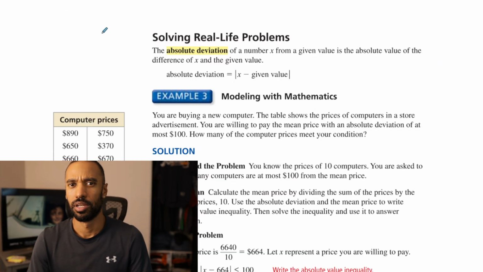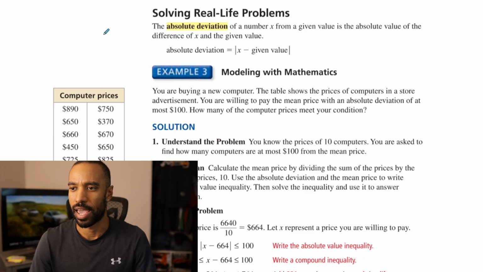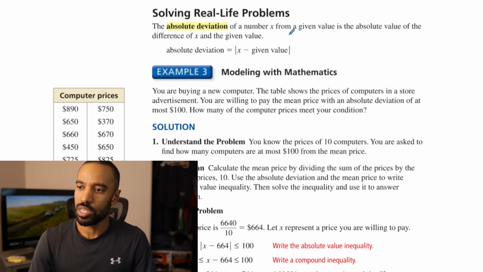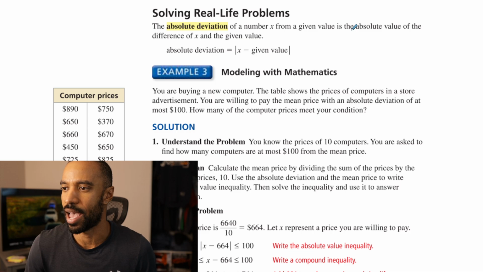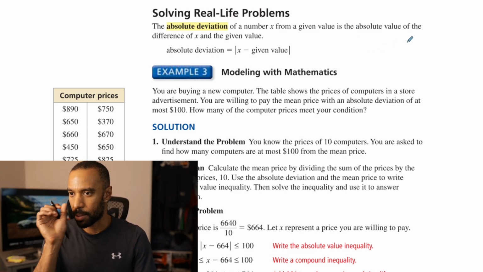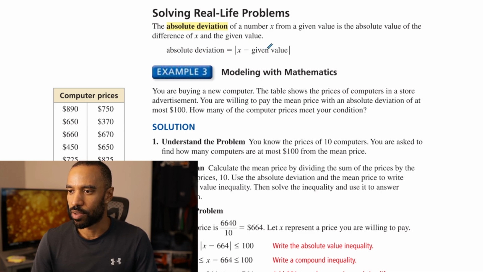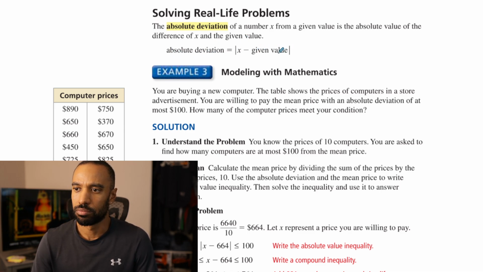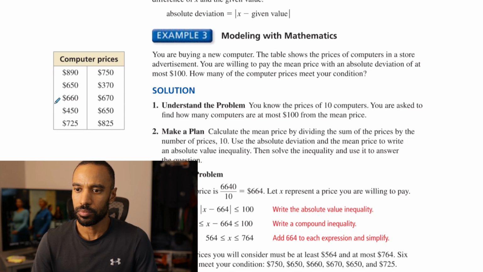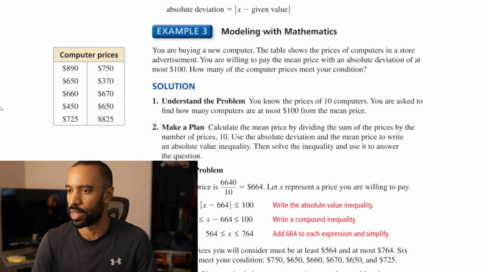Real life problems. Let's solve real life problems. I have real life problems. The absolute deviation, here's where they define it, of a number x from a given value is the absolute value of the difference of x and the given value. I don't know if I understood that. Absolute deviation equals absolute value of x minus given value. Okay, we'll figure out what that means in a second. Let's use the example. We'll understand it through that in a moment.